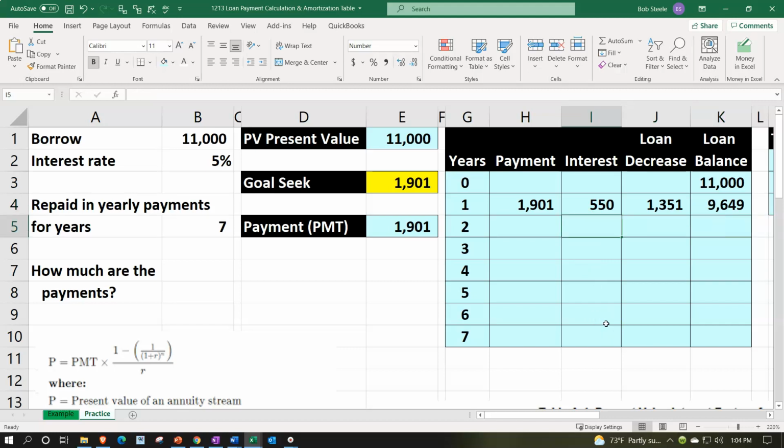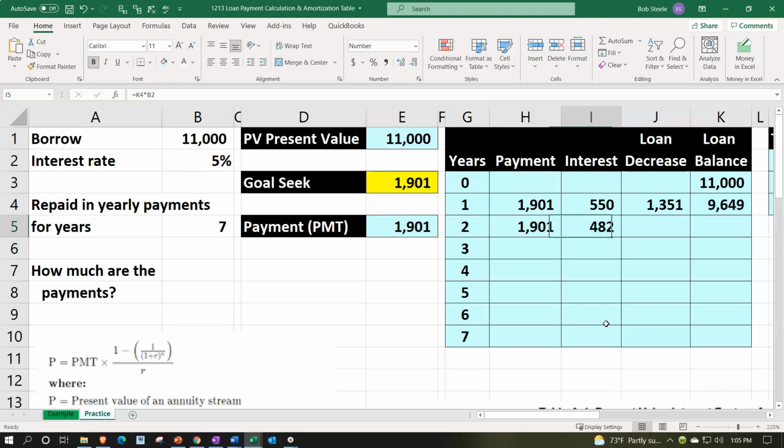Okay, so let's do it again. The payment would then be, once again, 1,901. Now, in a future presentation, we'll do this with monthly payments, which will be a bit more complicated because we'll have to deal with the added periods. So we will do that in a future presentation. It's not too much more complication once you get this down. So this is going to be equal to the 9,649 times the 5%.